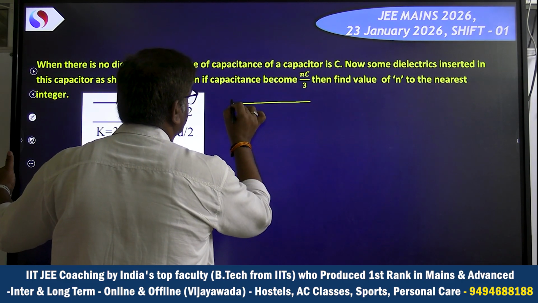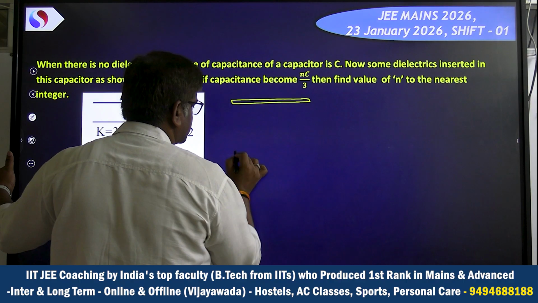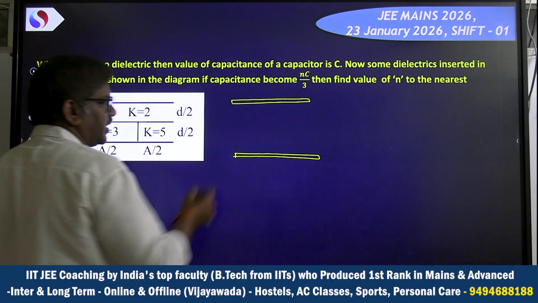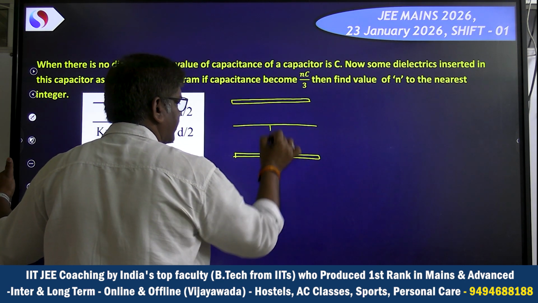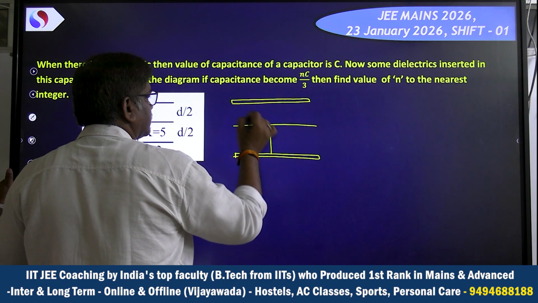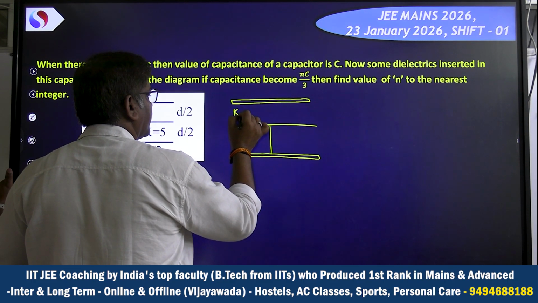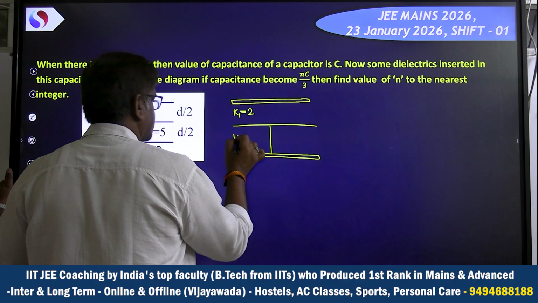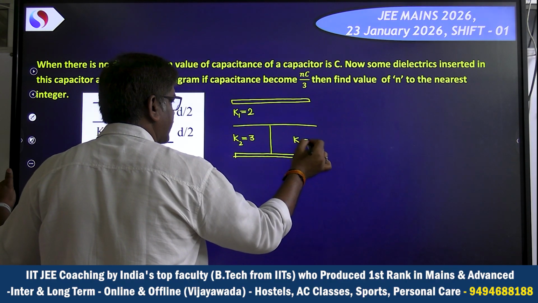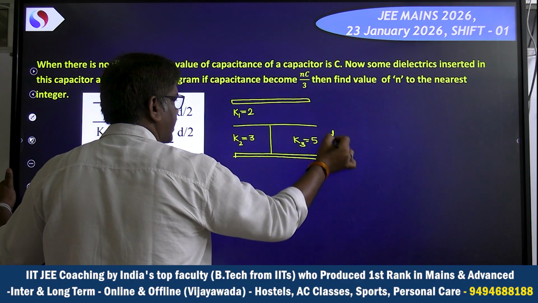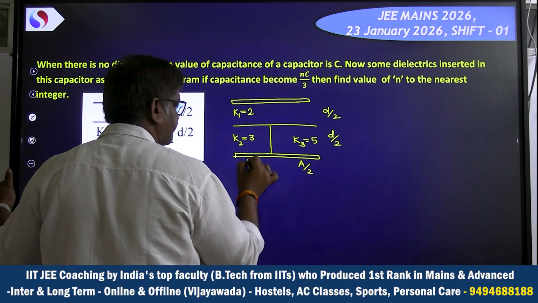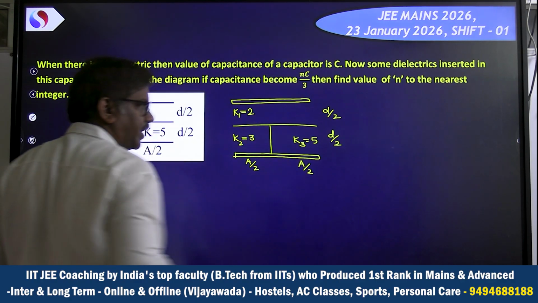So this is one capacitor plate, this is the other capacitor plate, and in between them some dielectrics are being introduced with different thickness and area. So this corresponds to K1. If I name it K1, it is 2. This corresponds to some K2, which is 3. This corresponds to K3, which is 5, and this is D by 2 thickness, and this is A by 2. Half of the area will be governed by these dielectrics.